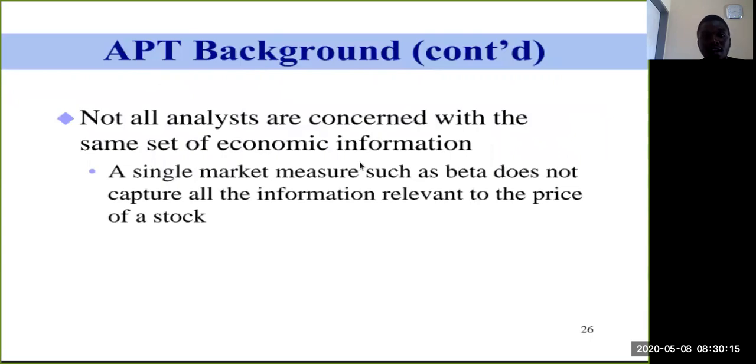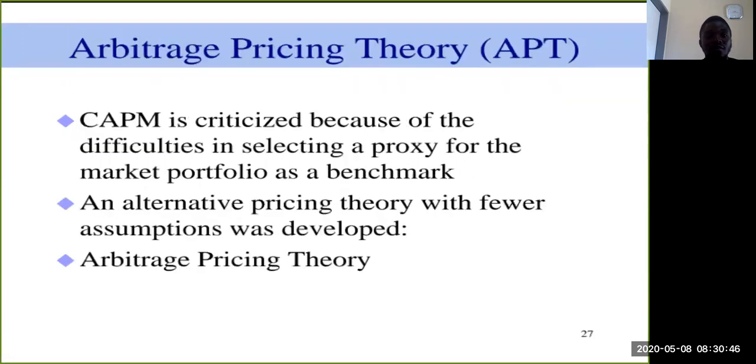Not all analysts are concerned with the same set of economic information. A single market measure such as the beta does not capture all the information relevant to the price of a stock. So we see that it disagrees to say that beta can capture all risks associated with a stock, and it cannot generalize the same risks for all stocks. So it assumes that different stocks are associated with different risks.